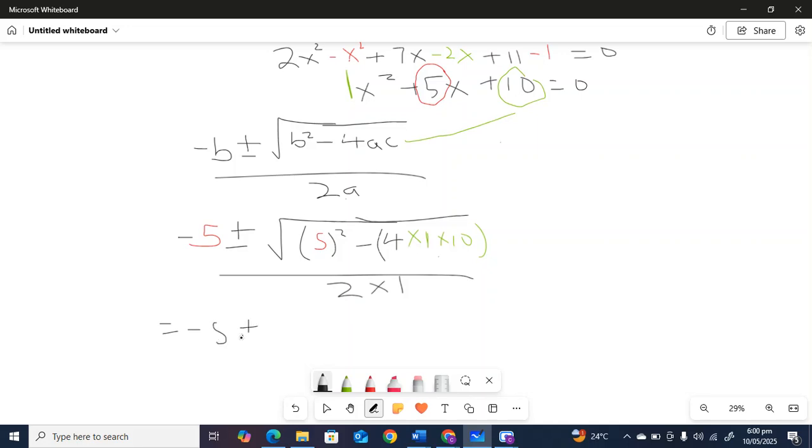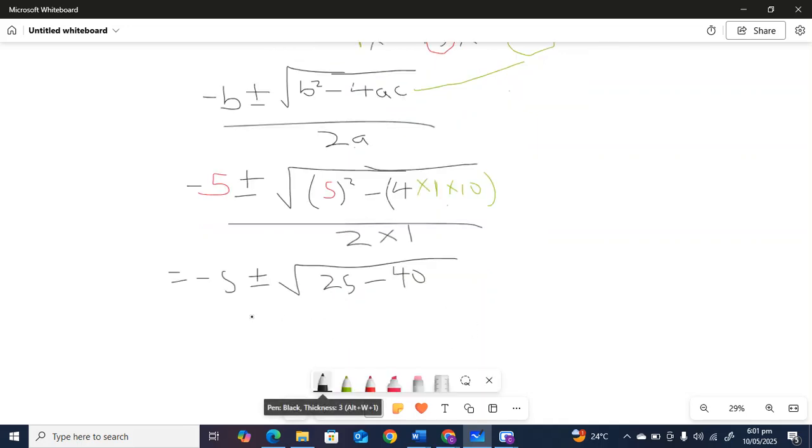So minus 5 plus or minus the square root of 5 squared, that is 25, minus 4 times 1 times 10, that is 40. Okay, so this quadratic equation doesn't have a real answer. 25 minus 40, you're going to get a negative number. Now when you have a negative number in the square root, it means you have imaginary numbers, basically. You don't even go ahead solving. You just say x has got no real roots.